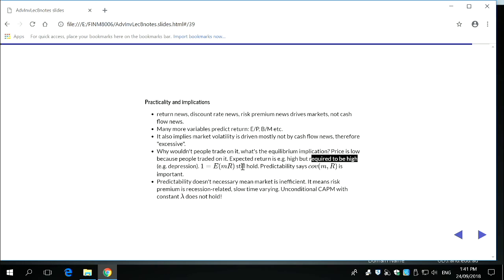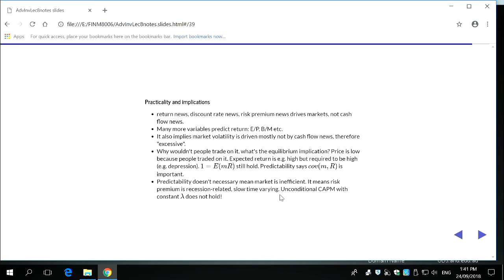So this fundamental pricing theory, 1 equals expected MR, will still hold with our predictabilities. Or in other words, the long-run predictability can be perfectly rational. The predictability just says the coefficient of the M and R is important. Predictability doesn't necessarily mean the market is inefficient. It just means that the risk premium is recession-related and slowly time-varying.